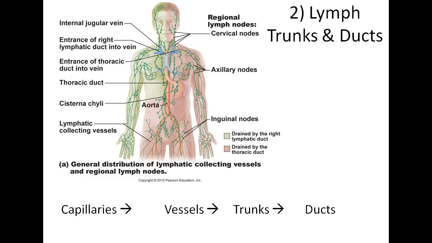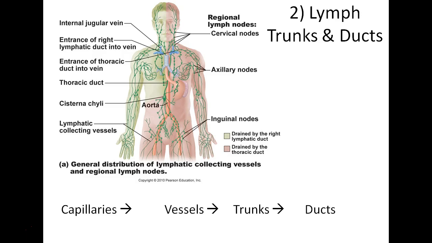So then after the lymphatic capillaries, this fluid then moves into lymphatic vessels, which drain into lymphatic trunks, and then we move into lymphatic ducts. So in other words, the lymph is flowing into increasingly larger vessels, larger lumen diameters, so to speak. Just like the cardiovascular system's veins had valves installed to prevent the backflow of blood, so does the lymphatic system.